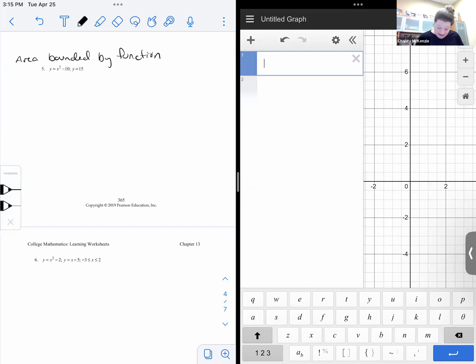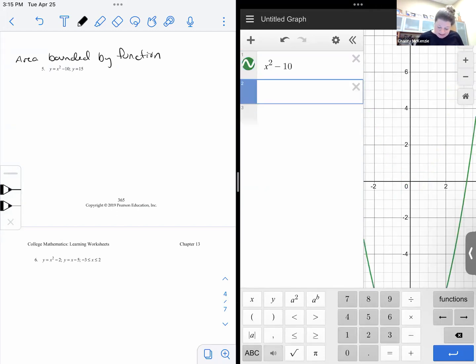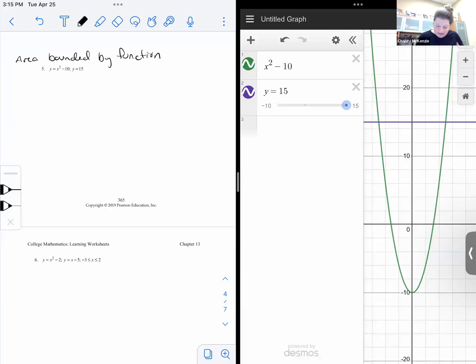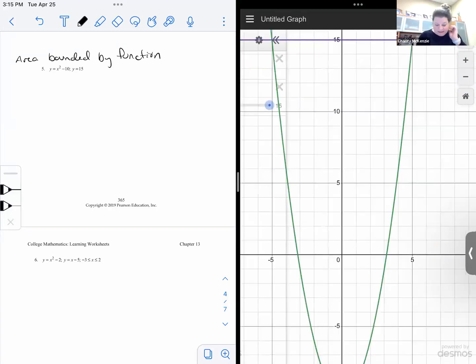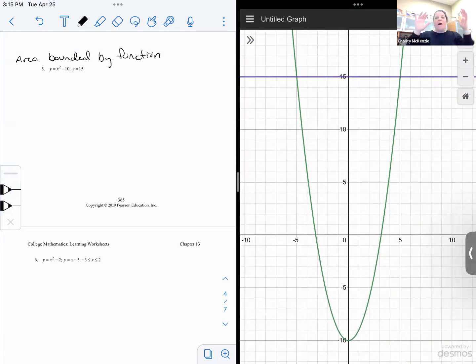So we have, go back here, x squared minus 10. There's our first function. Our second one is just y equals 15. If you're putting in just a y, you do have to put in the y. If you just put in 15, it doesn't work real well. Okay, so here's our two functions. What is the area bounded by these? Can you visualize the area?